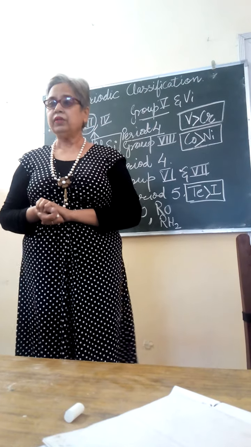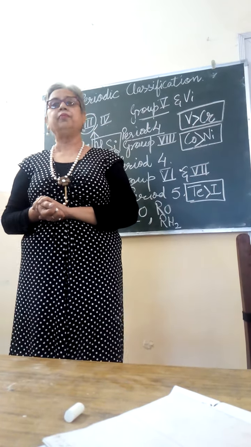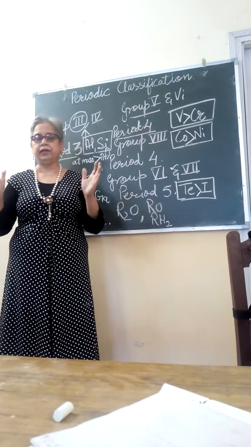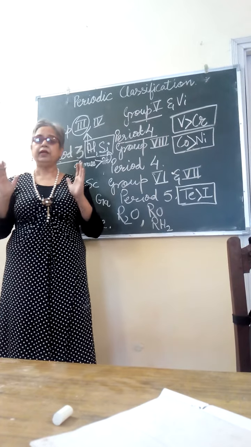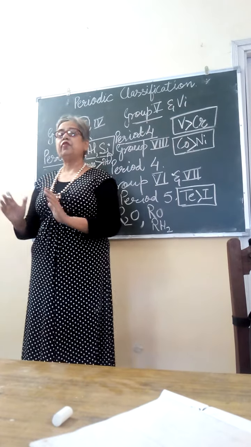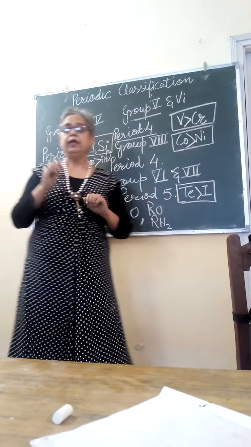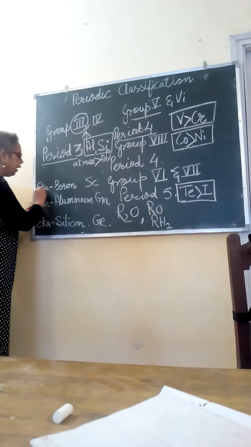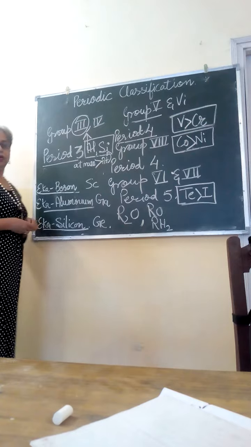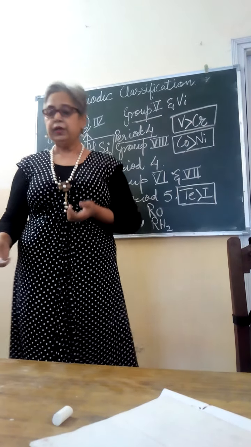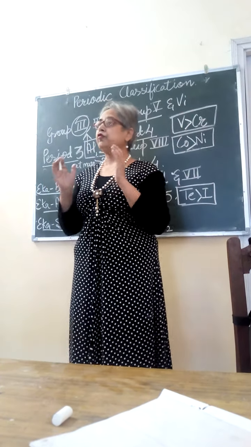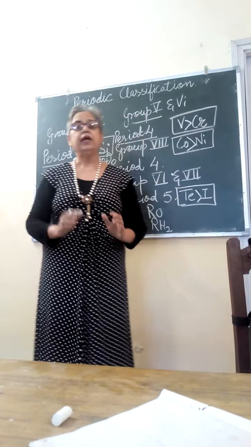The other bold thing he did was he left some gaps in his periodic table, and he boldly predicted that there will be some elements which will be discovered and those elements will fit into these gaps. He named those elements as Eka-boron, Eka-aluminium and Eka-silicon, right? And when he predicted their place in the periodic table, he also predicted the formulae of their oxides as well as hydrides, right?